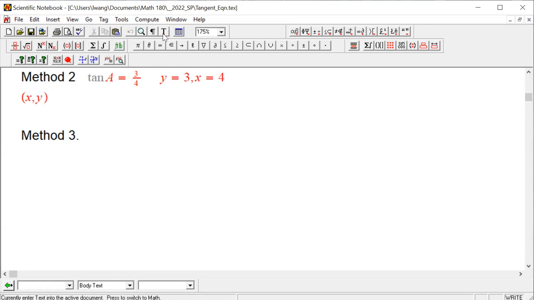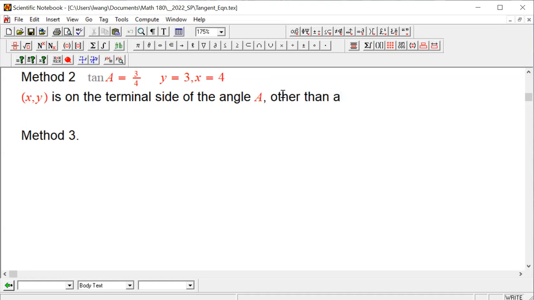So all that definition is on the terminal side of the angle A, other than the origin, okay? I'm not going to write down r because r is not needed, right? So x is 4, y is 3, because the definition of tangent is y over x.